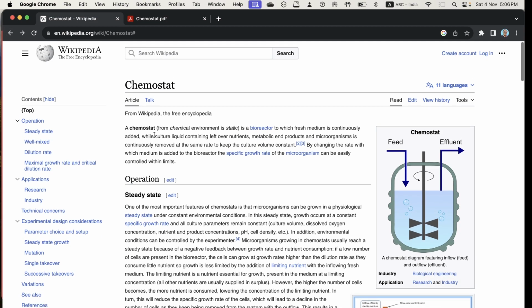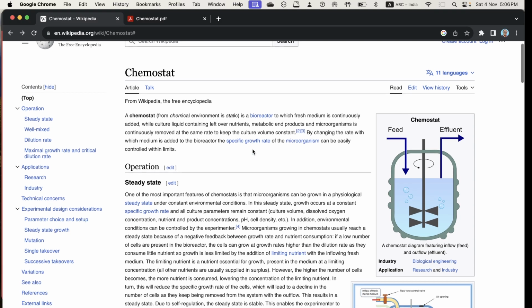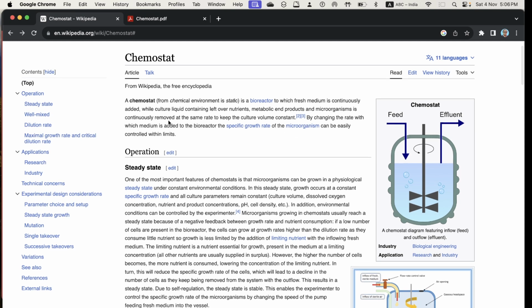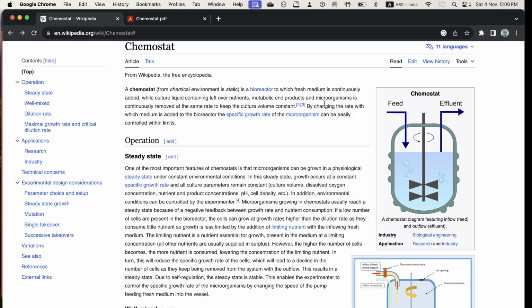This is from Wikipedia. A chemostat is a bioreactor to which fresh medium is continuously added while the culture liquid containing leftover nutrients, metabolic end products, and microorganisms is continuously removed at the same rate to keep the culture volume constant.